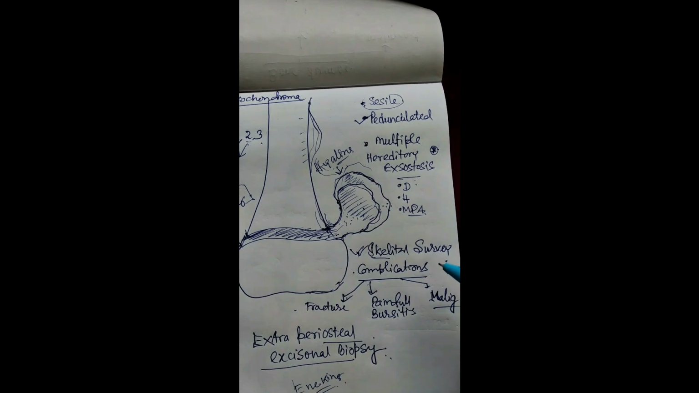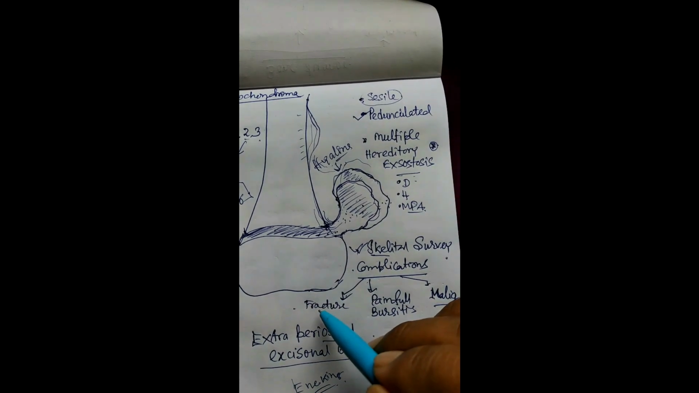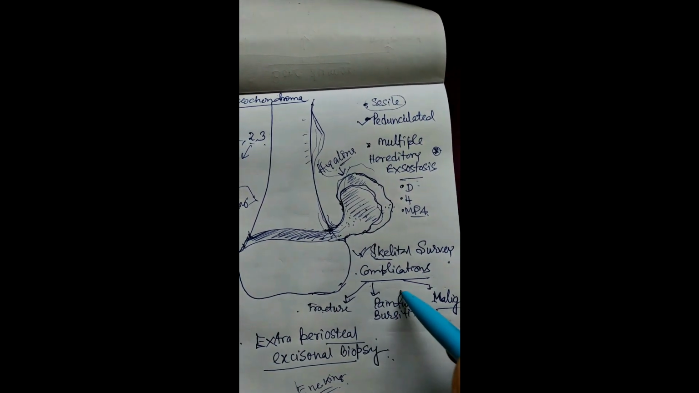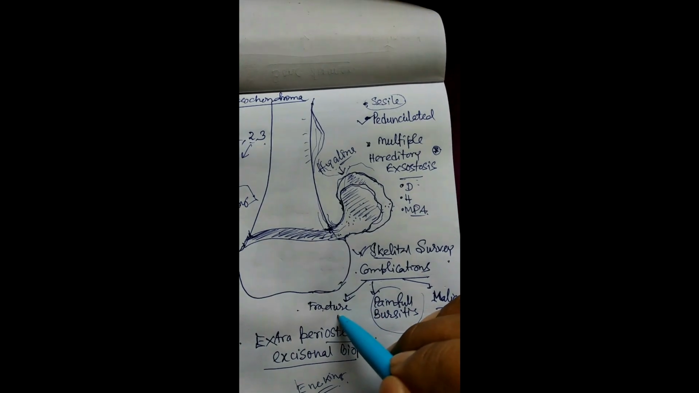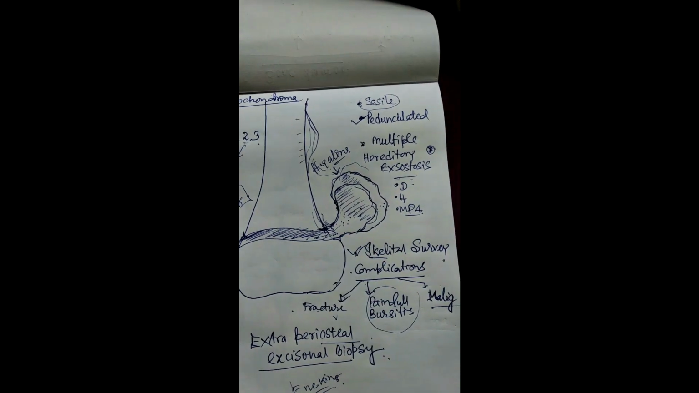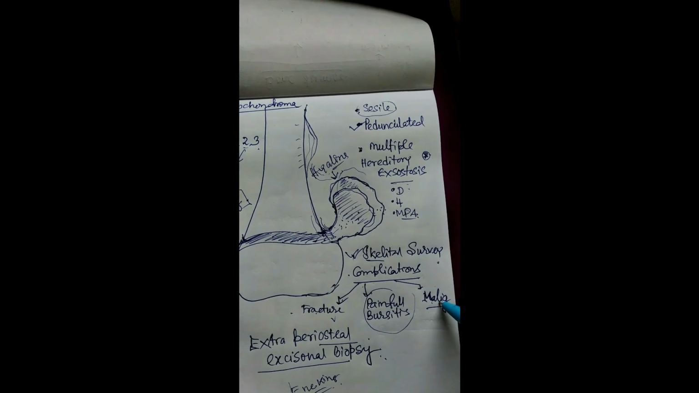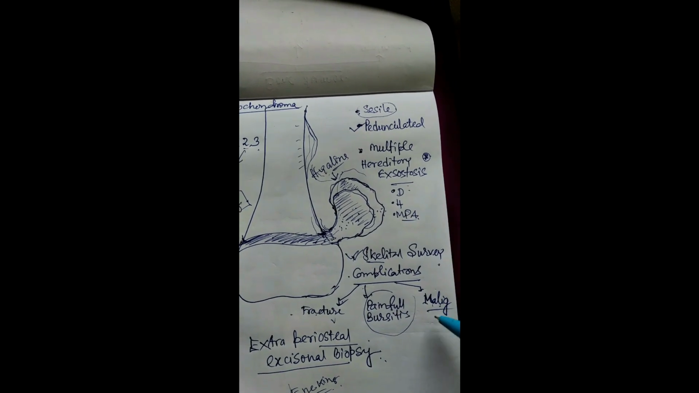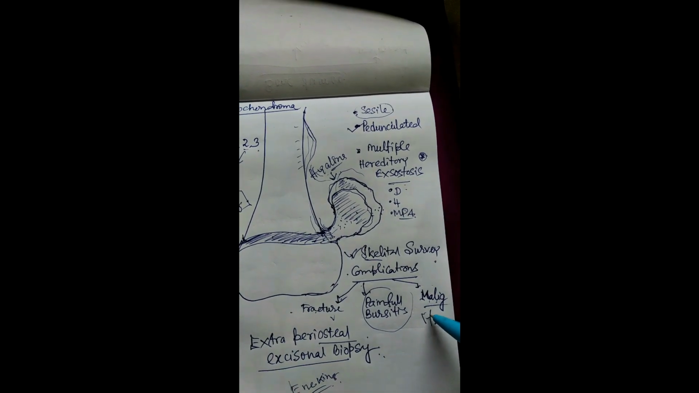Now what are the complications? The first complication is that it can appear with painful bursitis. Second is stalk fracture, and last but not least is malignant transformation. It is 1 to 2% only.